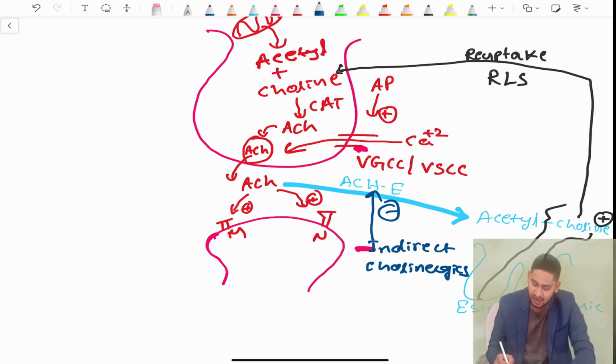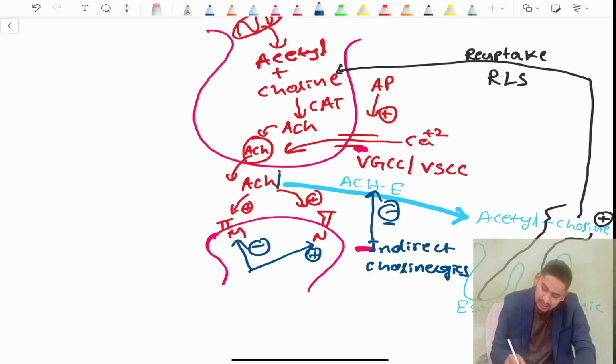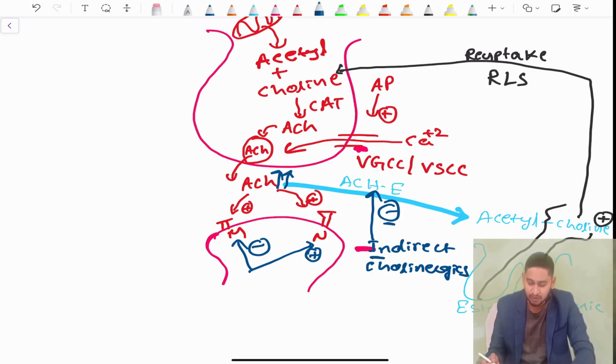Indirect cholinergics, and any drug which is acting on muscarinic receptors and nicotinic receptors directly. Here the inhibition of the acetylcholine esterases is directly inhibiting the metabolizing of acetylcholine, hence the concentration of the acetylcholine will increase. That is why these type of drugs are called indirect cholinergics. And drugs directly acting onto the muscarinic receptors as well as nicotinic receptors are called direct cholinergics.